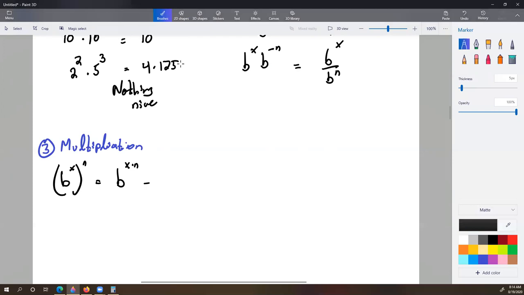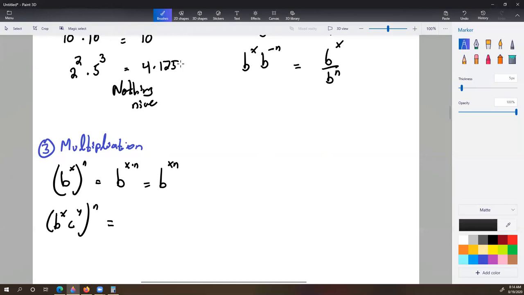A lot of times they don't even put the multiplication dot there. If they're letters, they'll just write b to the x n. That would be a way you could write that. And what's interesting about this is, if your term is everything strung together with multiplication, you distribute the exponent really nicely. An example of that could be, let's say we have b to the x, c to the y, all to the nth power. Then we're just going to get b to the x times n, c to the y times n. We just distribute that n onto the exponents for both of them.